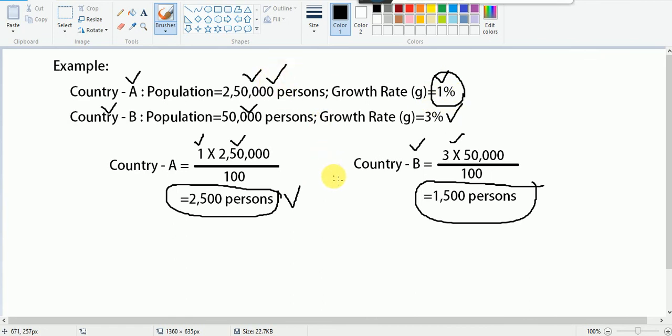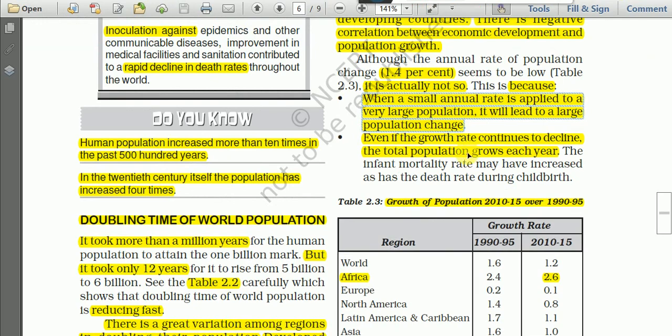So from this example, we know that although the growth rate is very low, if the base population is big, then the absolute increase in the population will be big. In the case of country A, the growth rate is only 1%, but the number of people added in a year is 2,500 persons. And for country B, the population is only 50,000, but the growth rate is 3%, and that is why the number of people added in a year is only 1,500 persons. So this is the meaning. When a small annual rate is applied to a very large population, it will lead to a large population change.